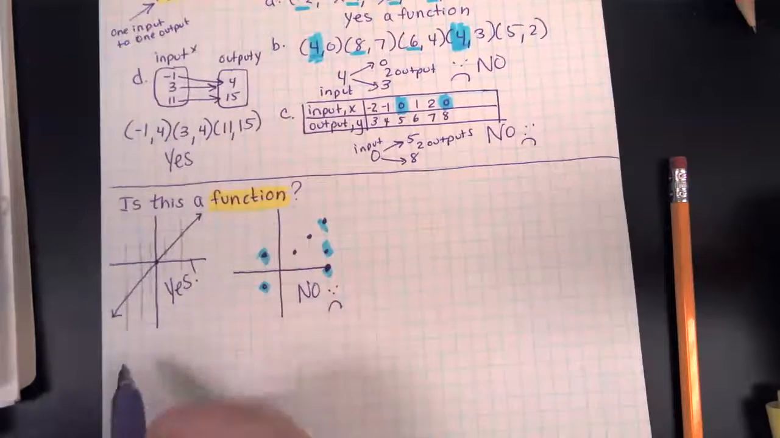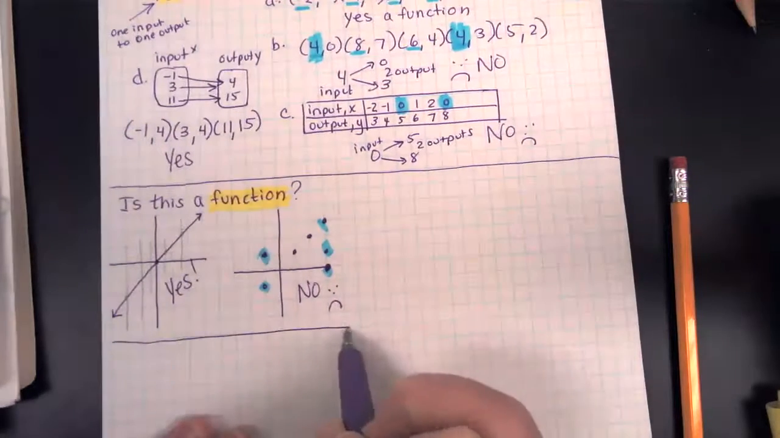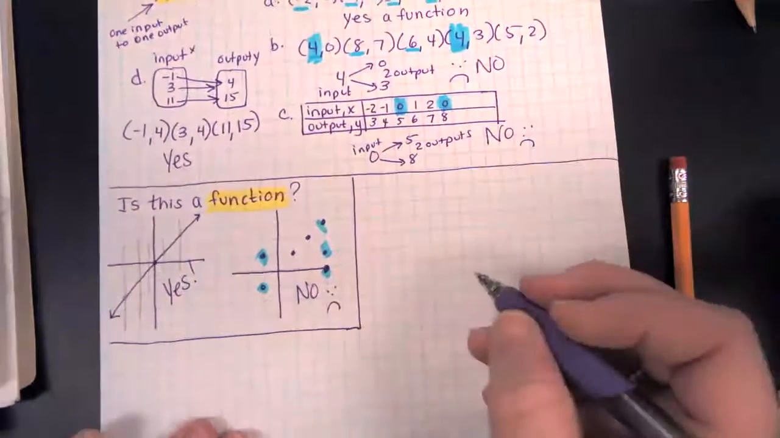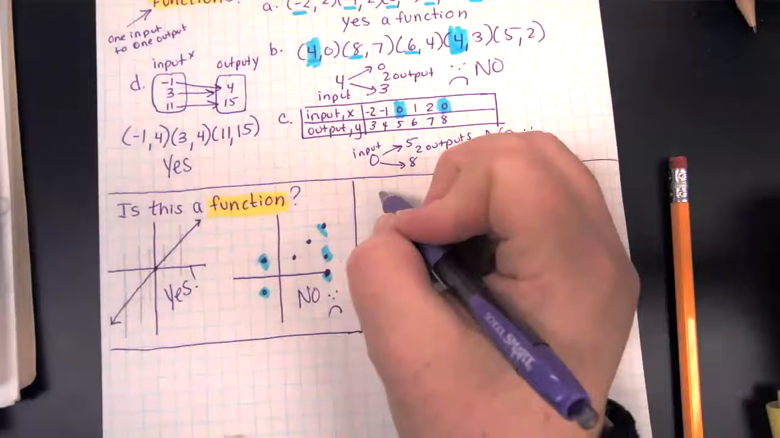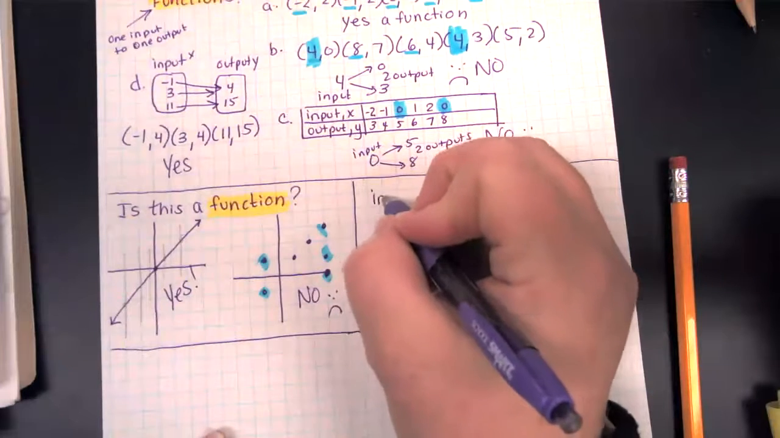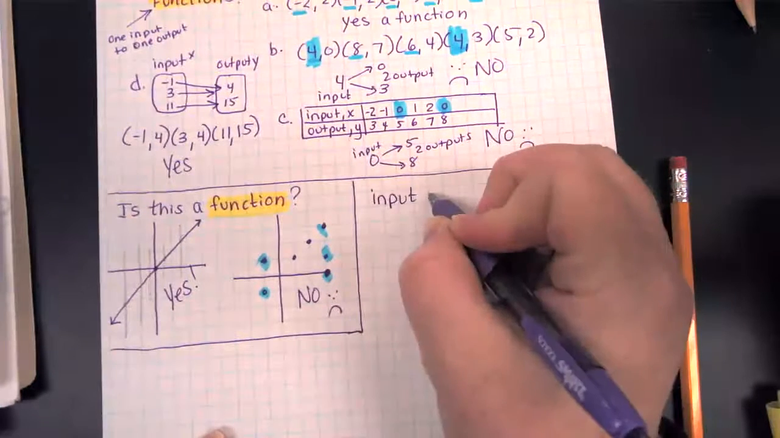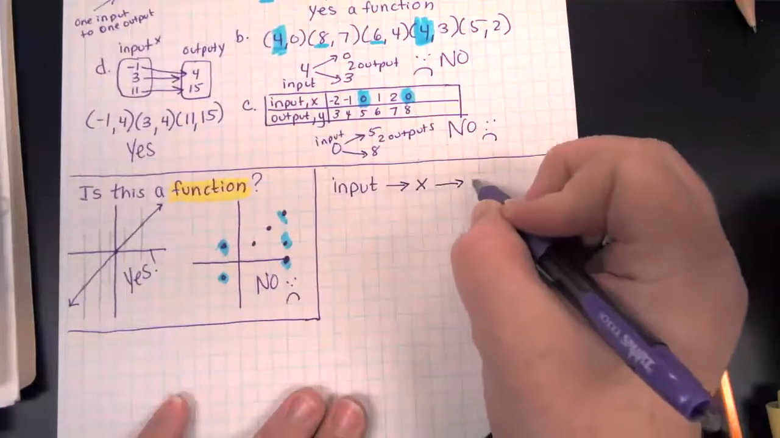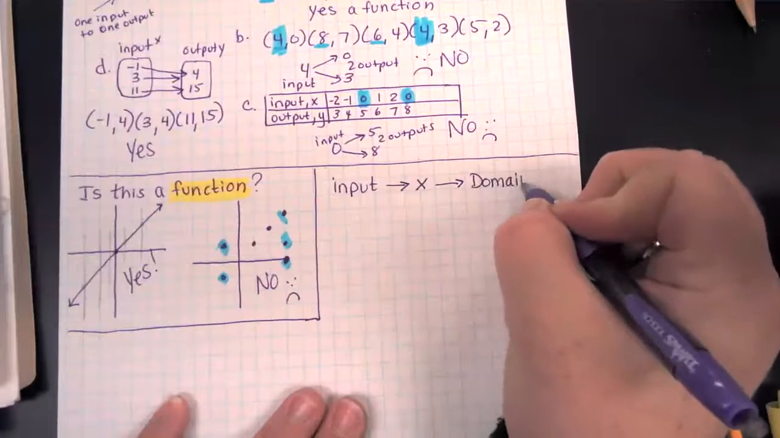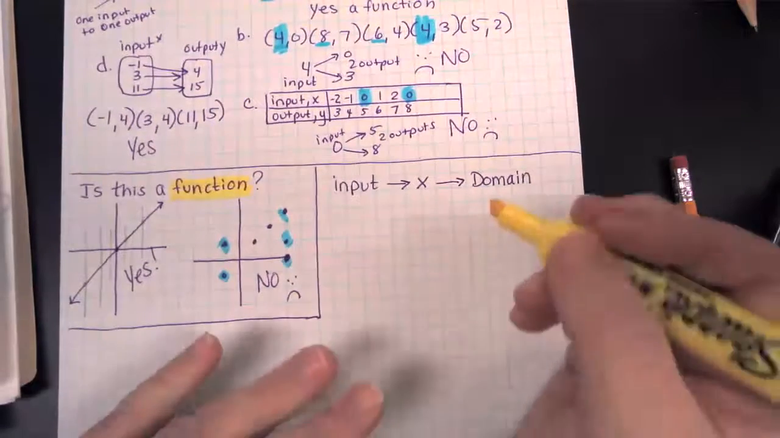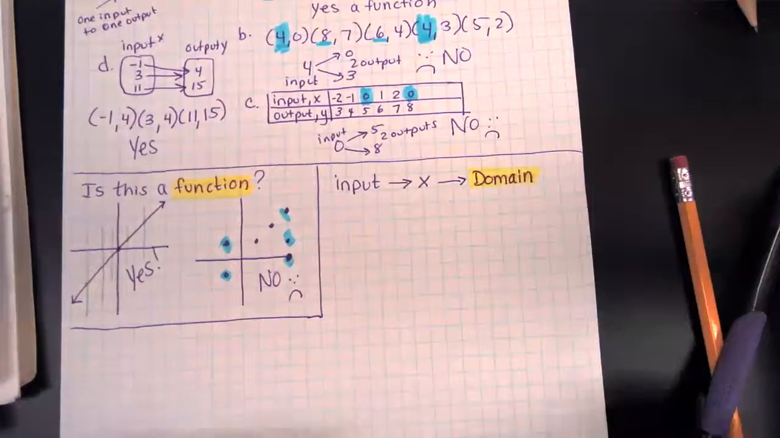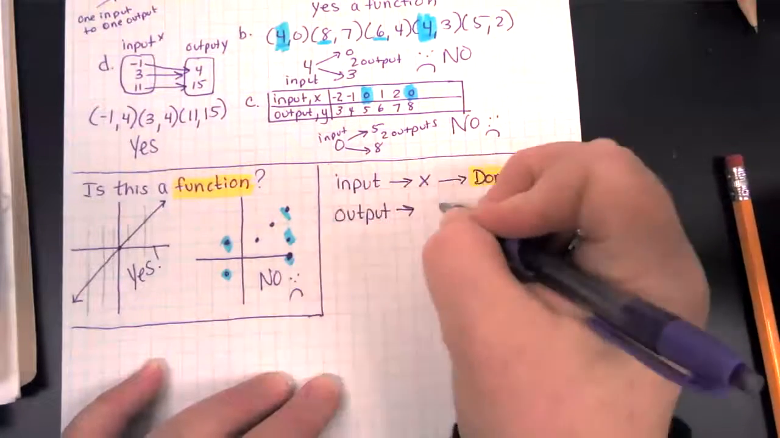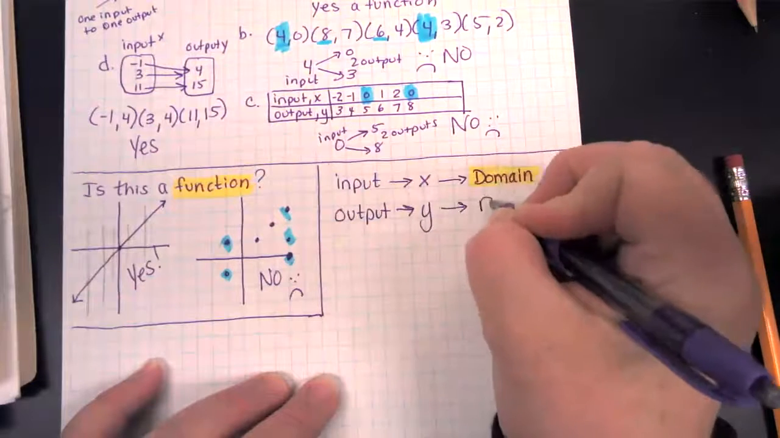So let's introduce some more vocabulary. I'm going to box this in. All right, the next part of the vocabulary is really talking about that input, which we said was the same as X, which is the same as another word, which is domain. My Y values are output. They are Y values, and these are called the range.